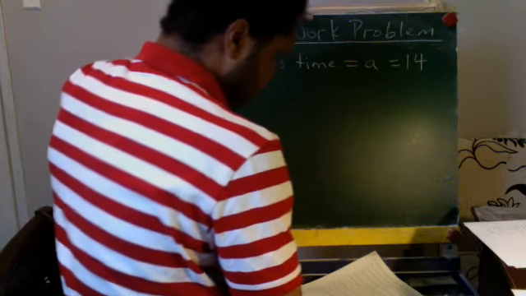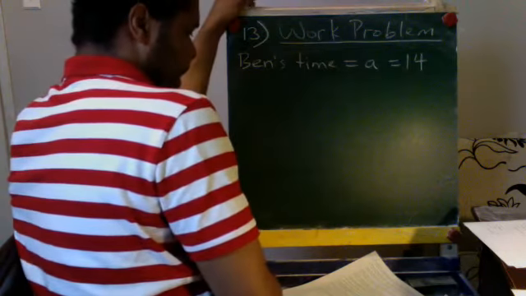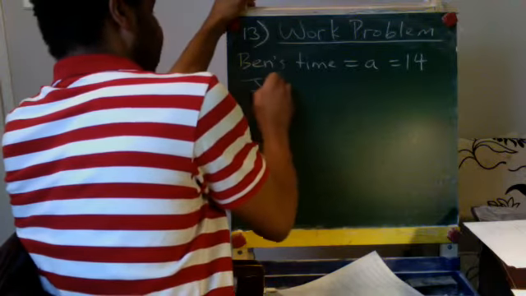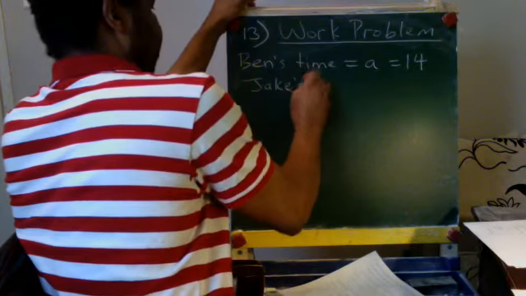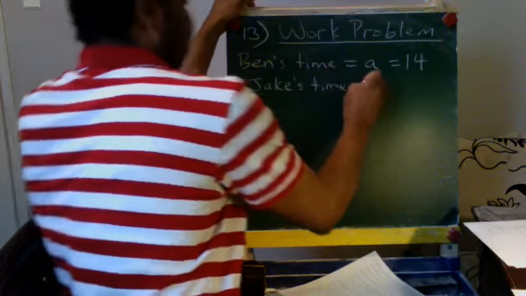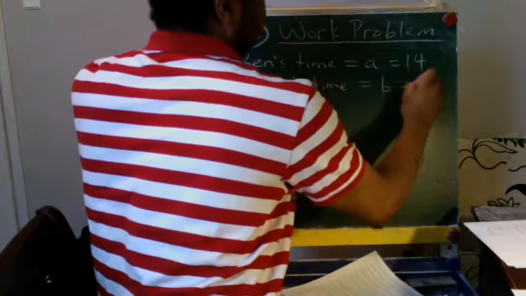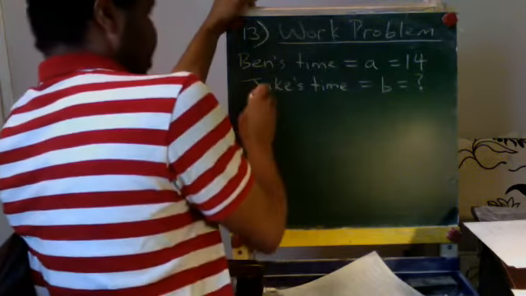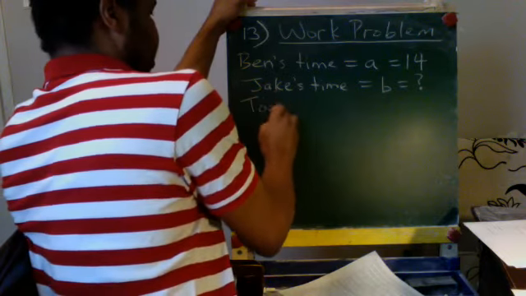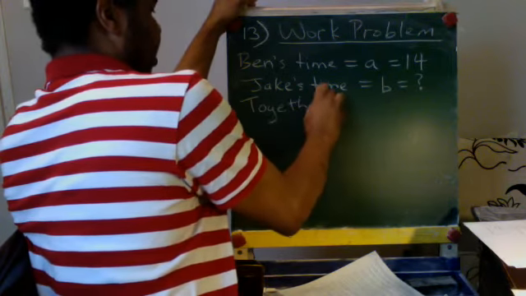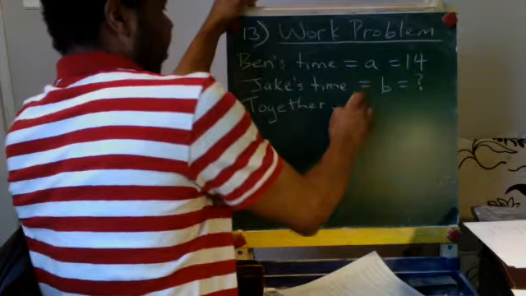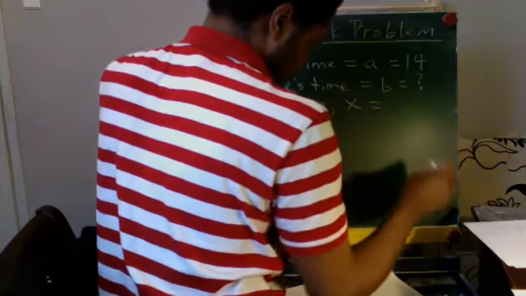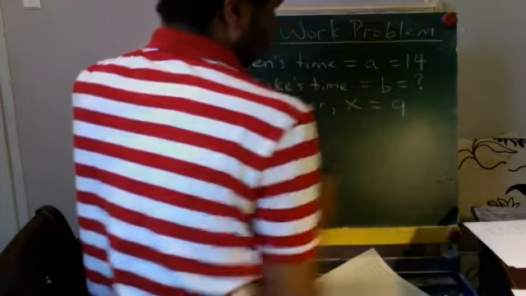Ben and Jake work together to paint the room in 9 hours. So now we don't know Jake's time. So Jake's time is equal to B, which is unknown. But we do know the time they take together. So together we have X, so X is given to us as 9 hours. They can work together and take 9 hours.